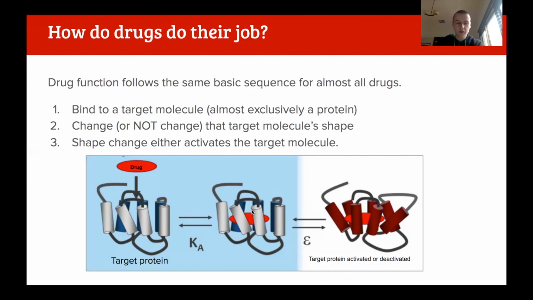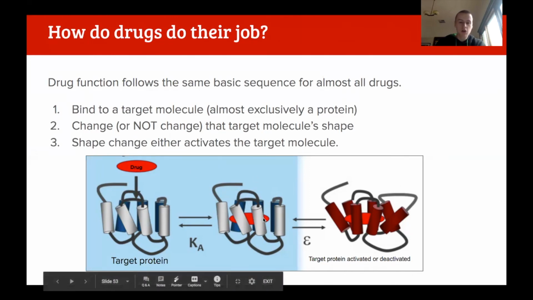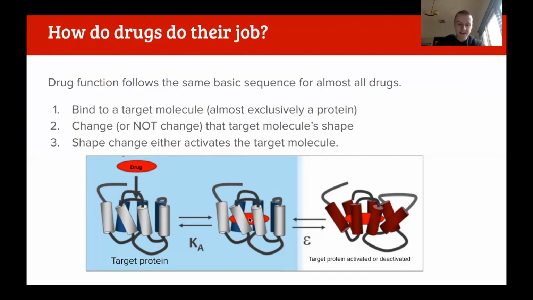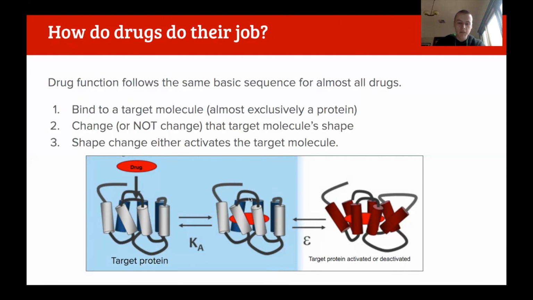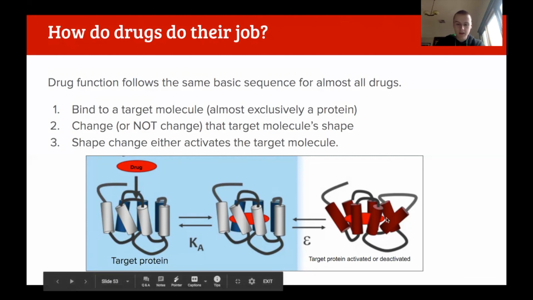Now, on the other hand, if we look at this middle one here, we can see that the protein shape has not been changed even though the drug has bound to it. So currently the drug is acting as an antagonist. It's blocking things that would activate the protein from binding to it. So it's an antagonist here, but in the red section here, it's being an agonist.